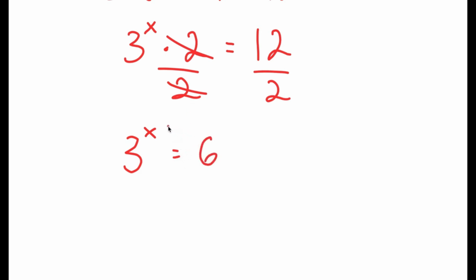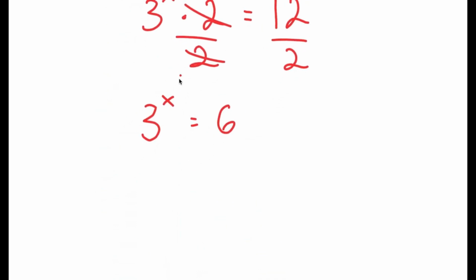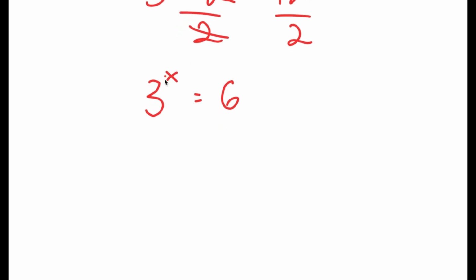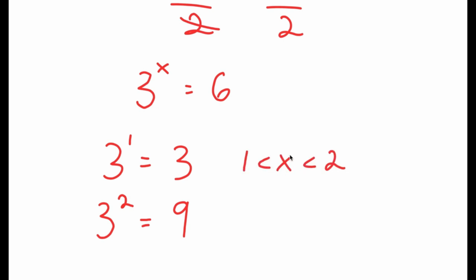So now I have basically another equation from this much larger equation. So this is much more simplified. I have 3 to the power of x is equal to 6. So to solve this, well, we know that x is going to be a decimal because 3 to the power of 1 is 3 and 3 to the power of 2 is 9. So x is going to be somewhere in between 1 and 2. So we want to find the exact value of x. So how are we going to do that?